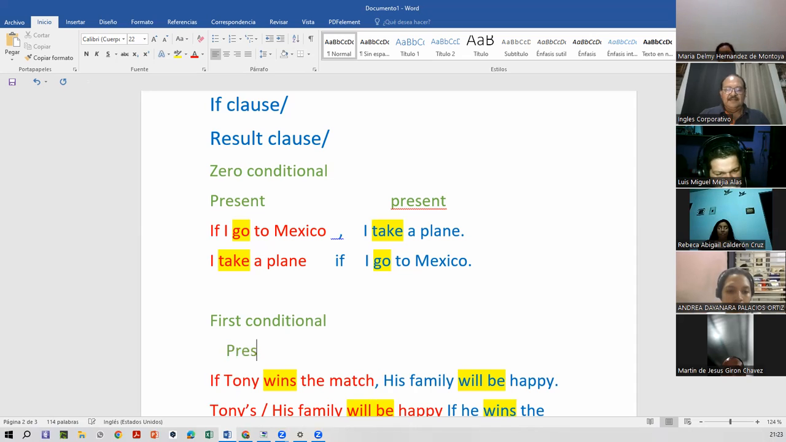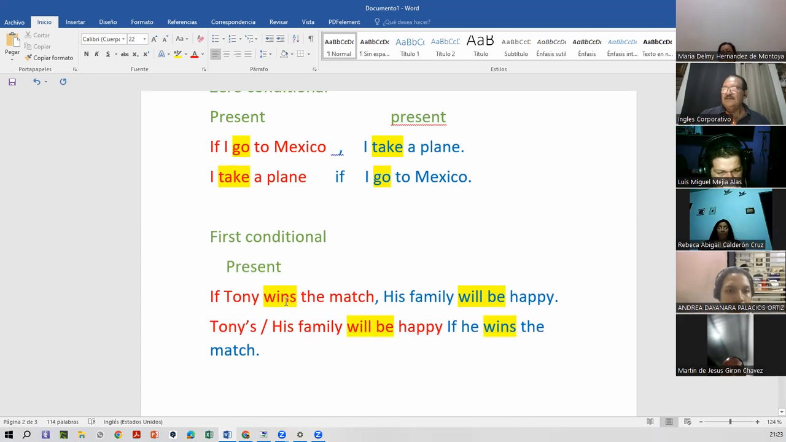Okay. Present. In the if clause, present. And in the result clause, I use? Future. Okay, in the if clause, present. And then in the result clause, I use future. So that is the zero and first conditional.